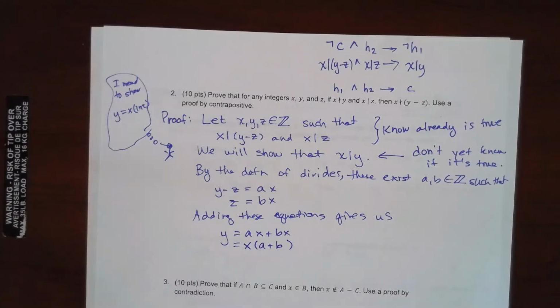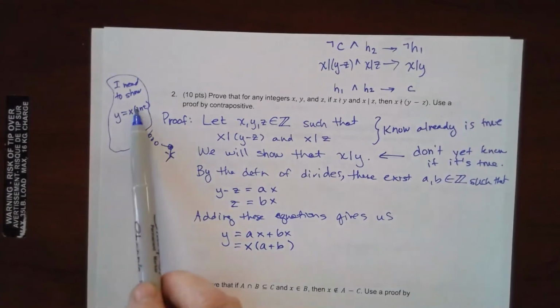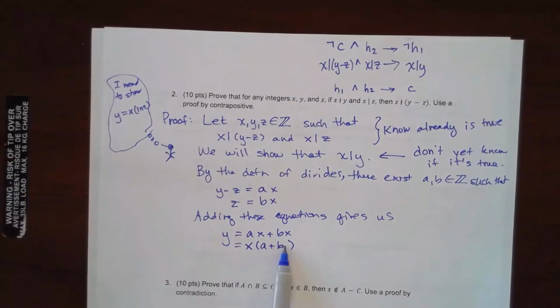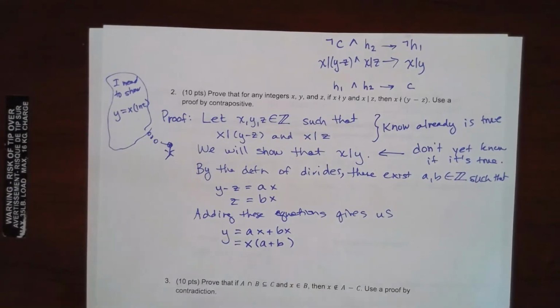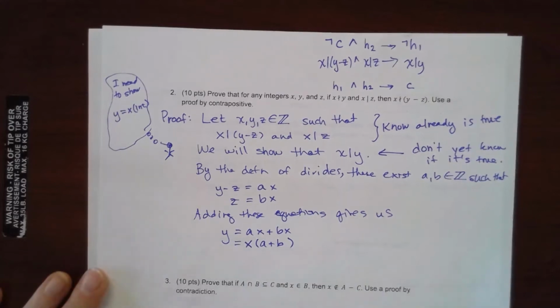And now all I need to do is convince you that what I put there is an integer, right? I have x, I have y equals x times something. I just need to convince ourselves that this is an integer. Would it be easy for me to convince you that a plus b is an integer? Yes, because the integers are closed under addition. So clearly a plus b is an integer.